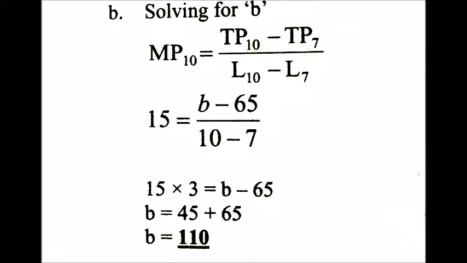Then from there, you group our like terms. B will stand out. So it will be B equals 15 times 3, which is 45, plus the 65. So 65 will cross and become plus 65. So 45 plus 65 equals 110. So B is 110.